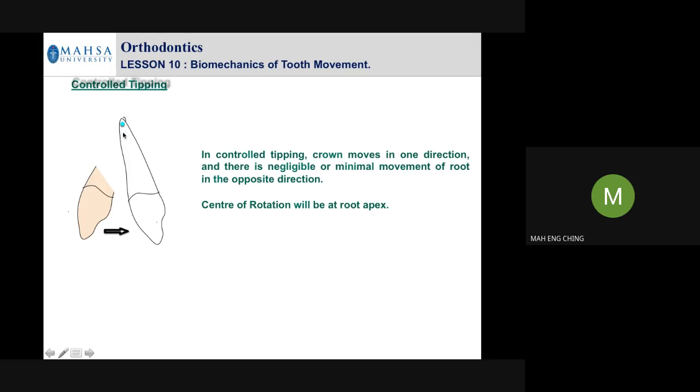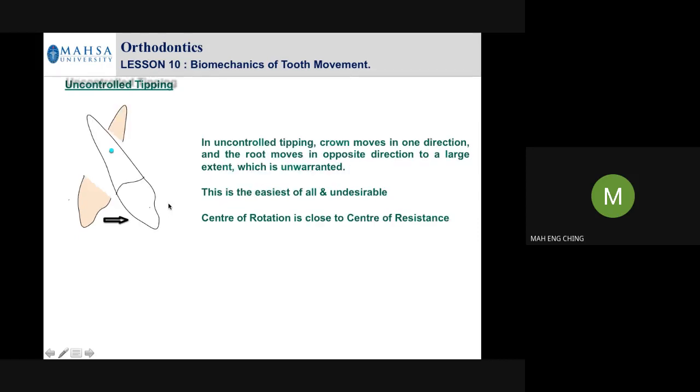As I said before, if you want to tip the teeth back, you don't want the root to move in the opposite direction. So the center of rotation should be at the tip of the root. That's how we tip the teeth back. But in uncontrolled tipping, the crown moves in one direction and the root moves in the opposite direction to the last extent, which is unwarranted. This is the easiest of all, but not desirable. The center of rotation is closer to the center of resistance. Sometimes the center of rotation coincides with the center of resistance when we have uncontrolled tipping, which is created by high force.